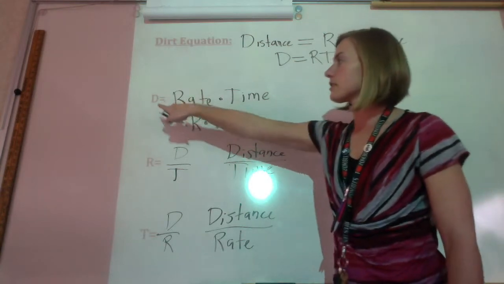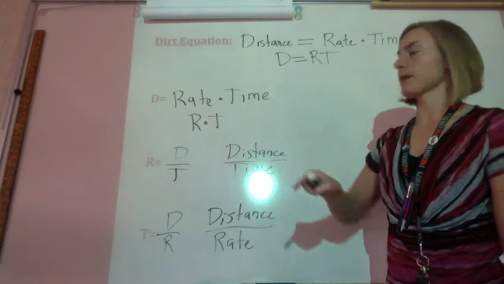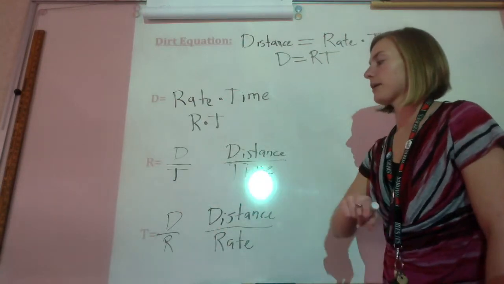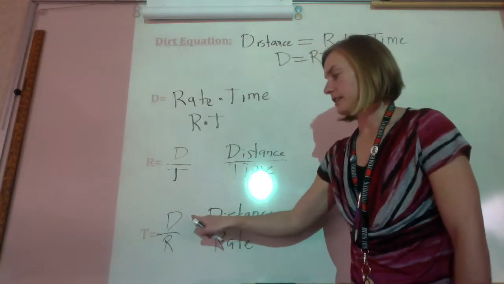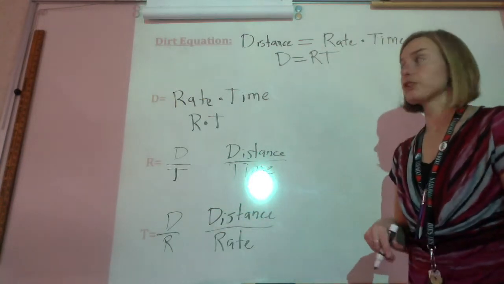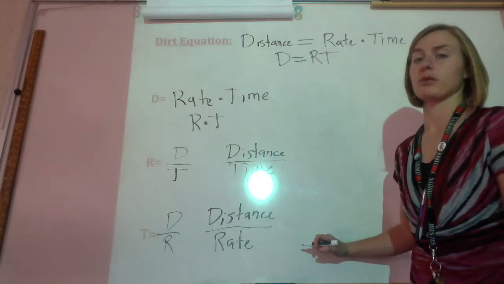If you need the distance, multiply the rate times the time. If you need your rate, you need your speed, divide the distance by the time. If you need the time, divide the distance, or the amount of stuff that you completed, by the rate. And you're going to use this a lot, especially as we get more into graphing.